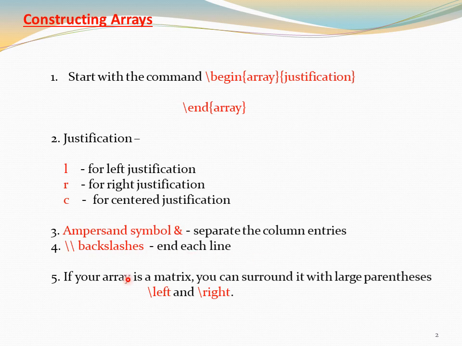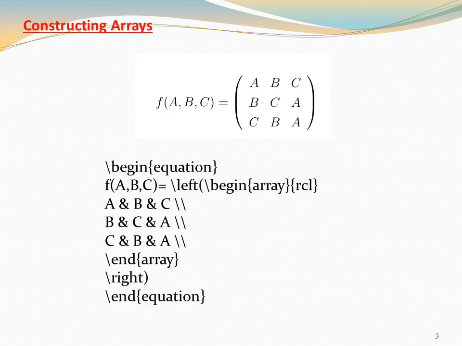If your array is a matrix, you can surround it with large parentheses, that is \left and \right. Now let's see the example. Here the example is f(a,b,c) equals abc, bca and cba.